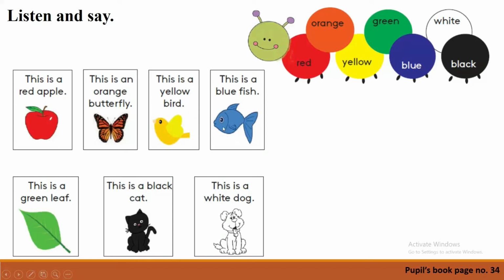Yes, who is this? Fish. How many fish are there? Only one. What color is it? Yes, very good. It is a blue fish. Okay. This is a blue fish.